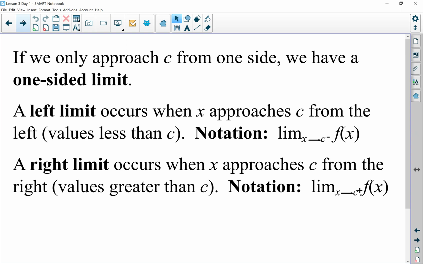So just remember that means approaching c from the left and not approaching negative c. I have students confuse that quite often. A right limit occurs when x approaches c from the right, values that are greater than c. And that is noted by the limit as x approaches c with a plus sign in the superscript of f of x.